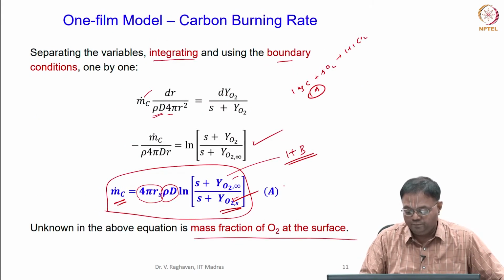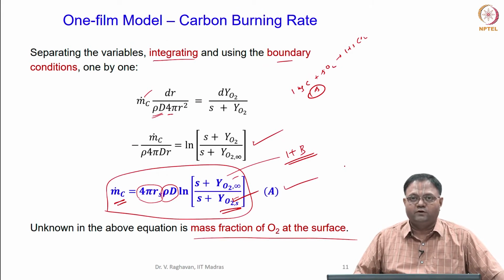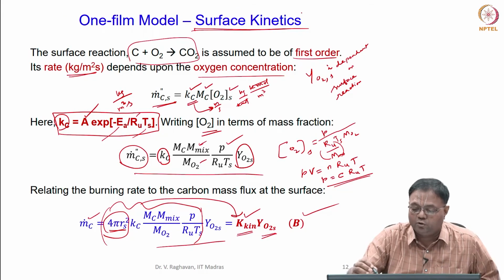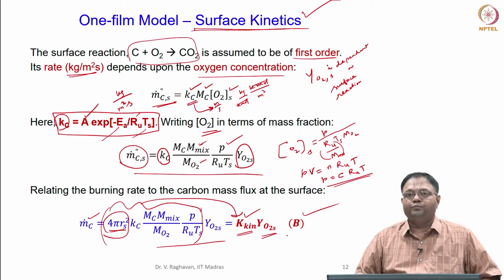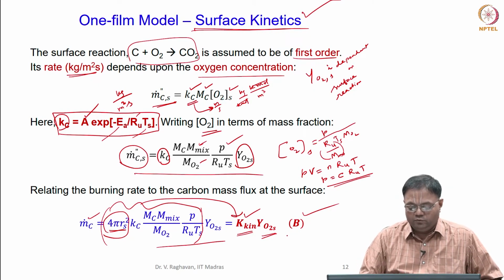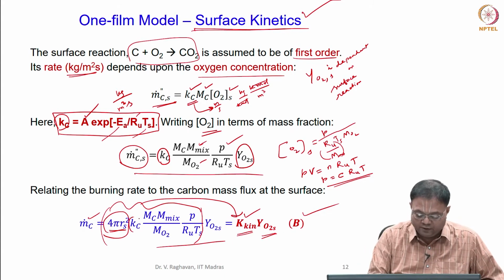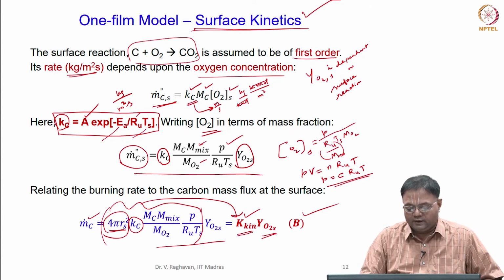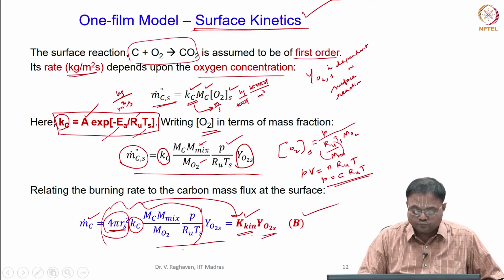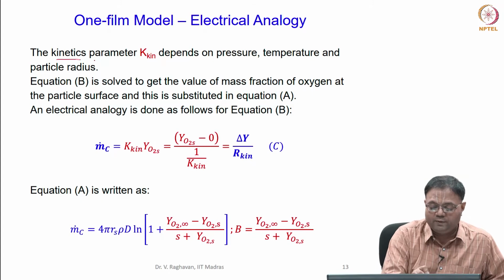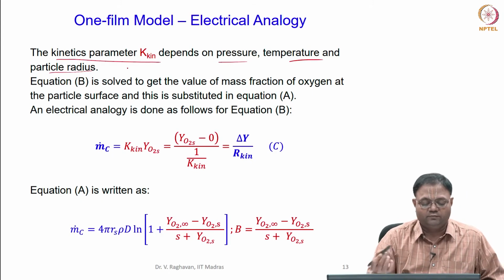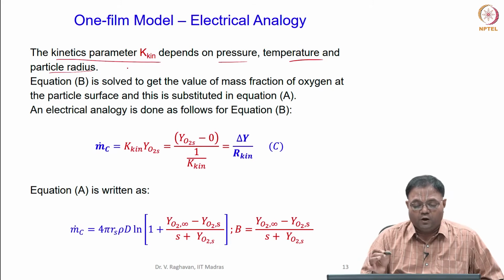Equation A is already solved by the oxygen conservation equation, the species conservation equation. Then by taking into account surface kinetics, I have created equation B, where the kinetic parameter Kc is involved. That is K kinetics, some coefficient involving kinetics, into YO2S. Okay. Now under steady state condition, A and B should be the same. The kinetic parameter depends upon pressure, temperature and particle radius. Okay, that is also known to me. Anyway, it will invoke another unknown, which is Ts.